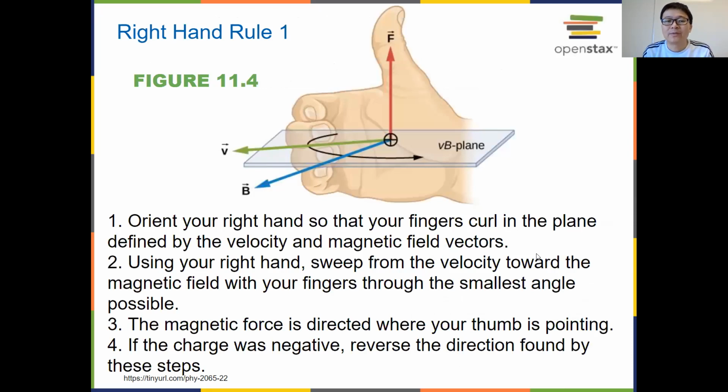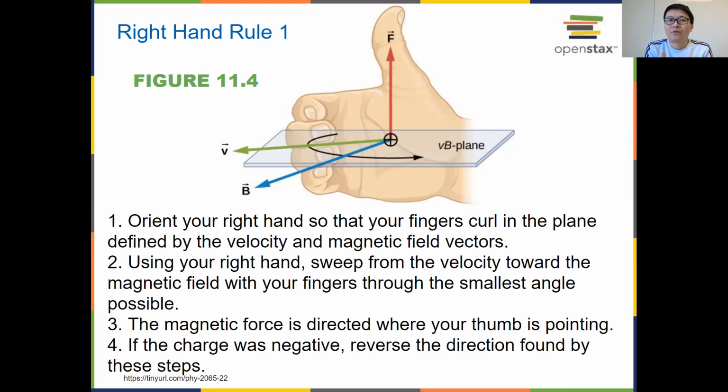So when we talk about the magnetic force, the magnetic force is the cross product of V and B times Q. In that sense, we can actually use the right-hand rule to determine the direction of the force. Because F is equal to V cross B and then times Q, the right-hand rule can be applied here.